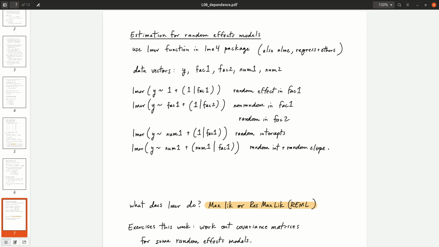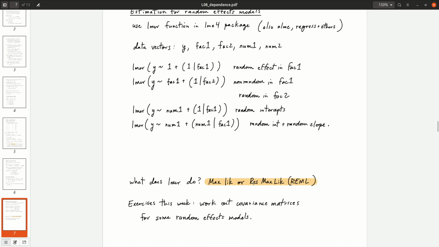What is LMER doing in the background? Well, you can tell LMER whether you want to use maximum likelihood estimation, which we studied in the previous module, or residual maximum likelihood estimation, which we also studied. By default, it does REML, residual maximum likelihood. So it kind of does everything for you, but what it's doing is it's forming covariance matrices, and it's optimizing the likelihood function. It does all that for you.